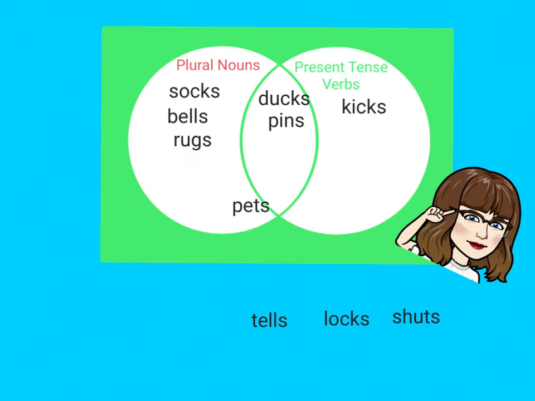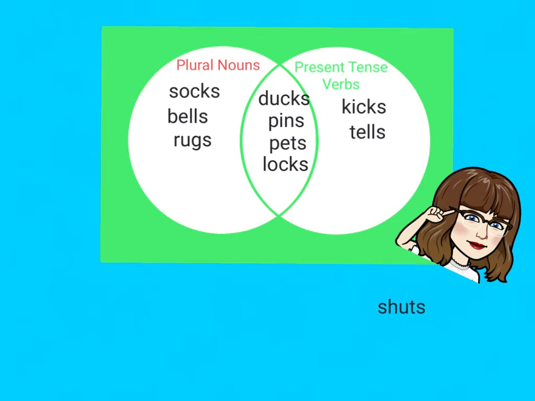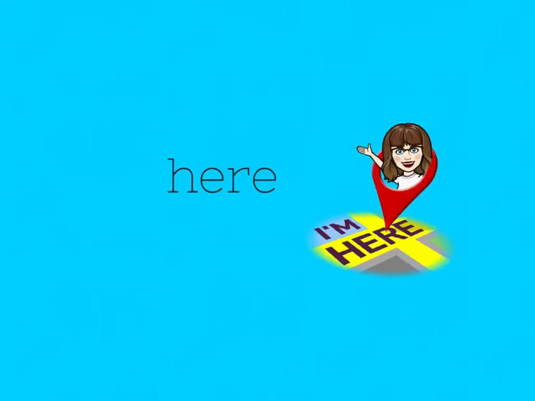Pets could be both. Tells is a present tense verb. Locks could actually be both. Like my husband locks the door, or we have many locks. Shuts would be a present tense verb. Great job! It's time to review our trick words.